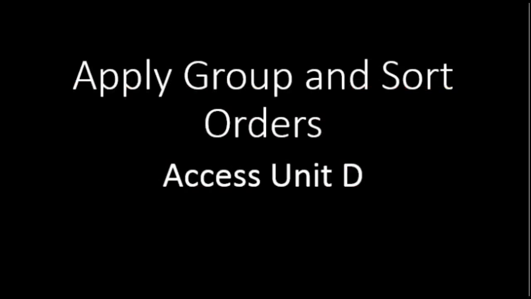Now we're going to work on applying group and sort orders. So grouping means to sort the records by a particular field, plus provide a header and/or footer section before and after each group. For example, if you group your records by the state name field, the group header is called State Name Header, and the group footer is called State Name Footer.